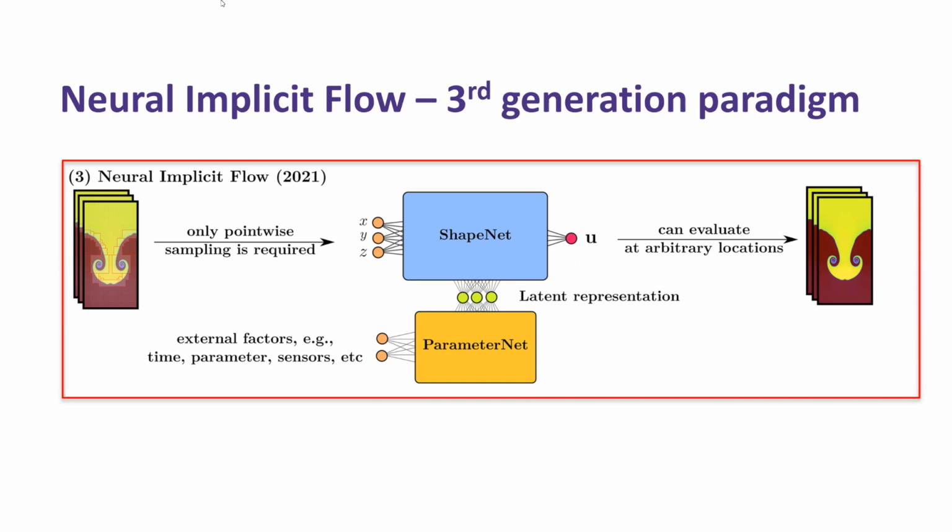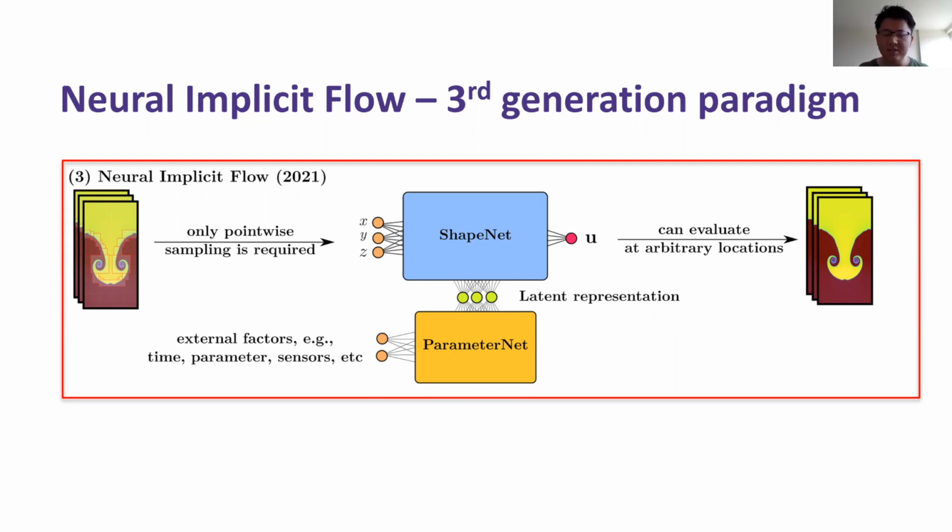Hi, Shaowu. I'm just curious about the structure that you show over here. Is the latent representation an input to the ShapeNet, or is it a temporary, partial output from the ShapeNet before it goes on?